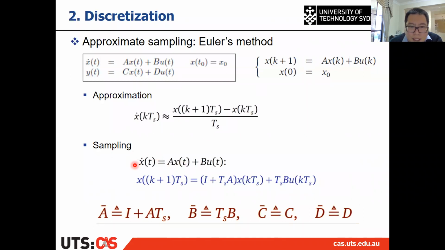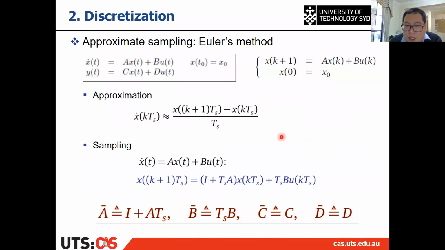You replace this x dot here by using this. Then your equation only has xk plus 1 and bk, right? And then you can rewrite it into the standard formulation of the linear discrete time system, right? So that is Euler's method. Euler's method comes from here.